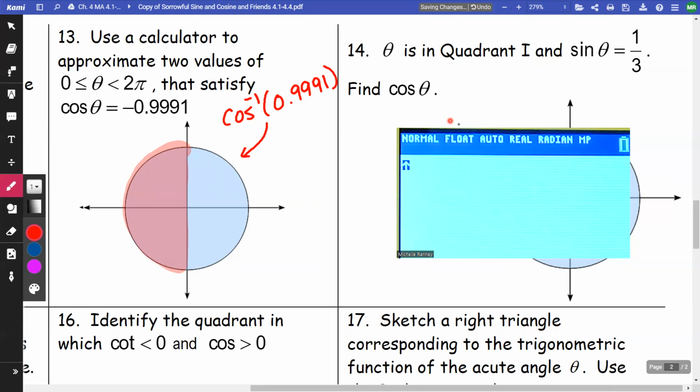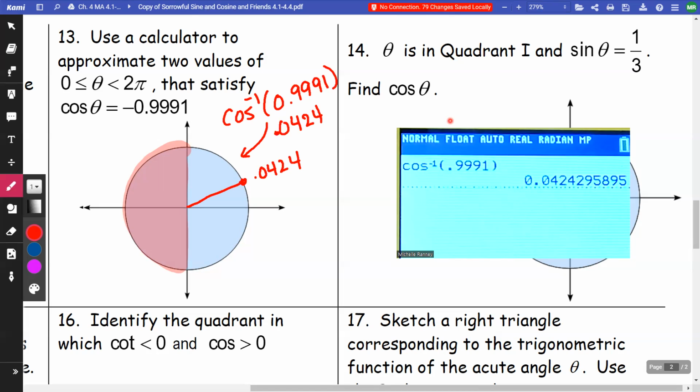So I'm going to do cosine inverse of 0.9991. And I end up with about 0.04, let's just say 24, I'll be a little more accurate. So that is going to be, let's just say, 0.0425 here. I want the same over here, and I want the same here.